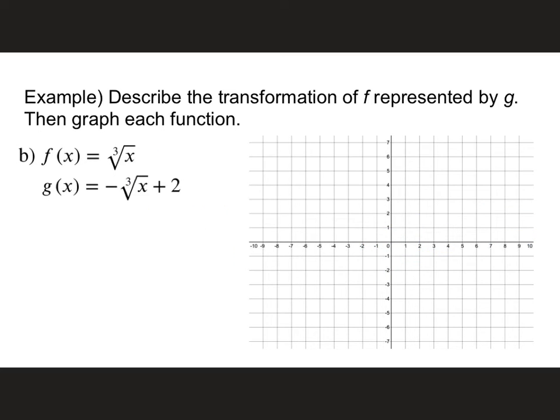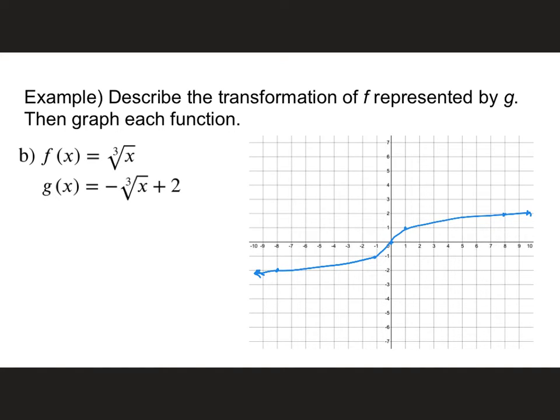Okay, so now we have the third root of x. So f of x is equal to the third root of x. Let's plot those points. Let's see, we got 0, 0, 1, 1, 8, 2. Those are the 3 points that fit on -1, -1, and -8, -2. So my parent function, f of x, looks like this. So that's the third root of x.